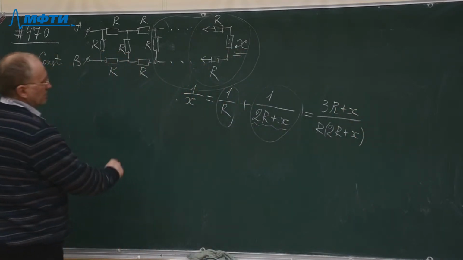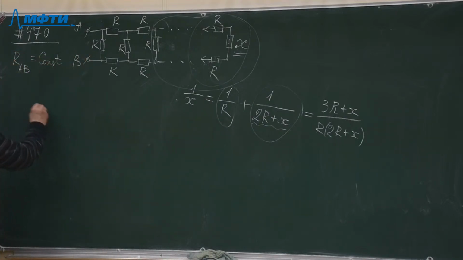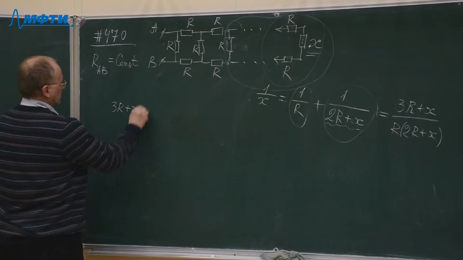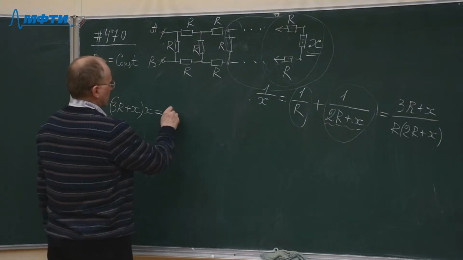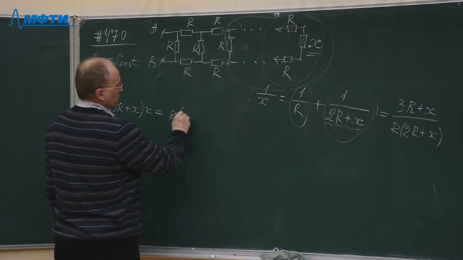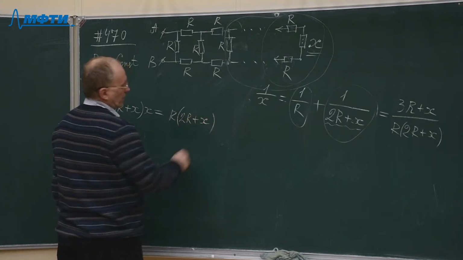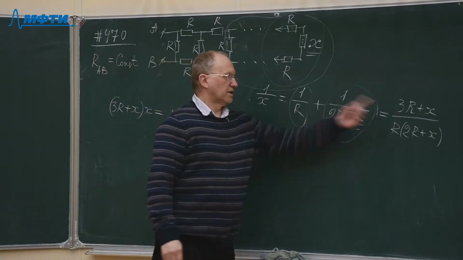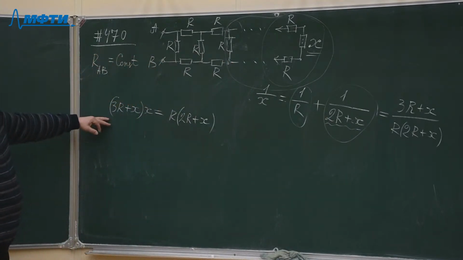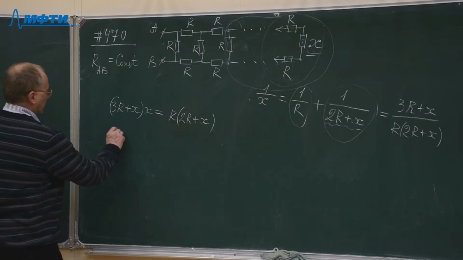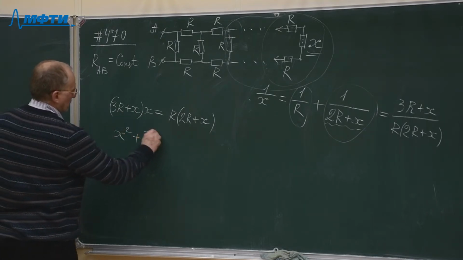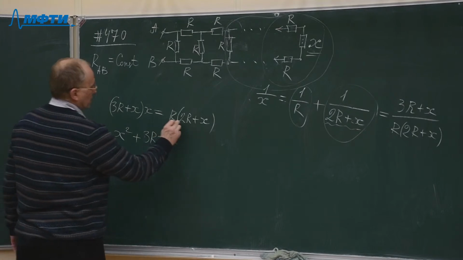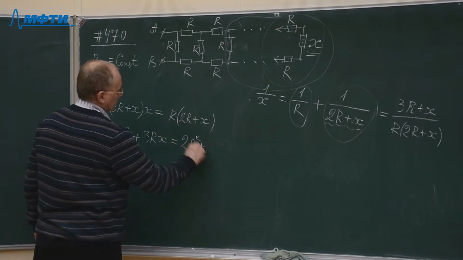And then from this equation we find that (3R plus X) times X, if we multiply by X, equals R times (2R plus X). So here from this equation I come to this equation. And if we open the brackets, then we find here X squared plus 3RX equals 2R squared plus RX.